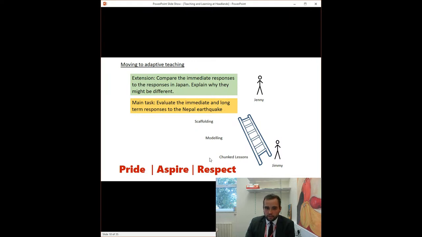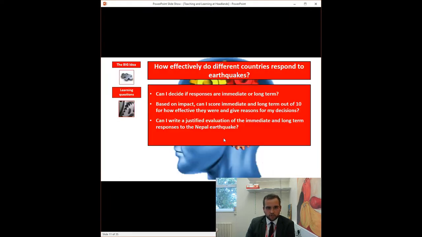Down here, I've got three things that we would do to ensure that that's taking place. The first is the idea of chunking lessons, and I'll talk about that a little bit right now. If I go on to this is our big picture slide, and this is often where our lessons start. We've got the big idea here, taken from the geography lesson again: how effectively the different countries respond to earthquakes, the same lesson that I've just been talking about.